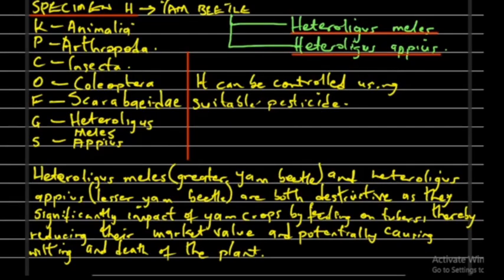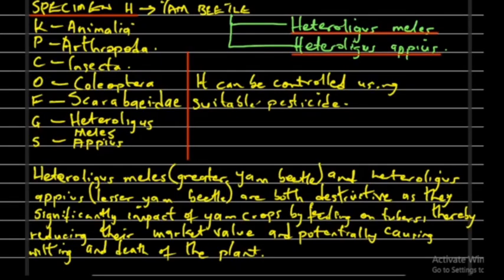Let me show us a picture of what we are talking about. So this is what the yam beetle looks like. This is another picture of the yam beetle. They are very, very destructive. So we can see what they can do. Once they get into the yam, they just burrow into it and eat it up, and then they reduce the market value of the particular product.